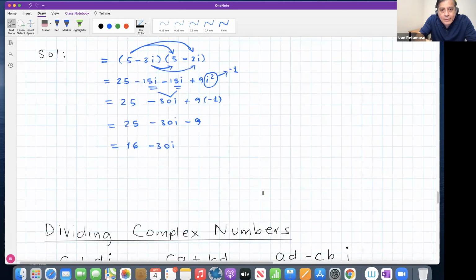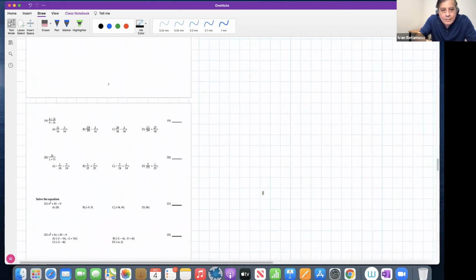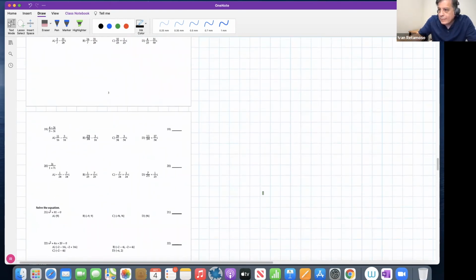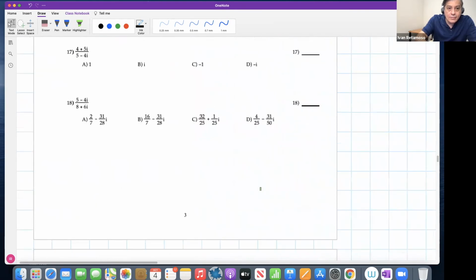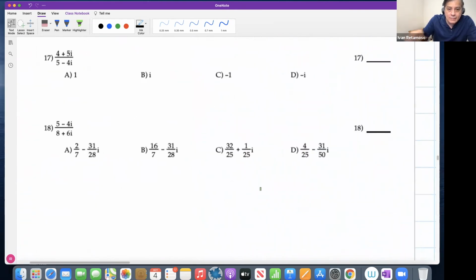In the worksheet, let's see. There is one that will fit here. Number 18, yeah, I see it here. Can you try this one? You may have to simplify in the end if you get some fractions that allow you to simplify, okay? So try to do this.